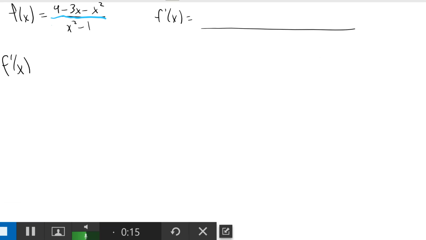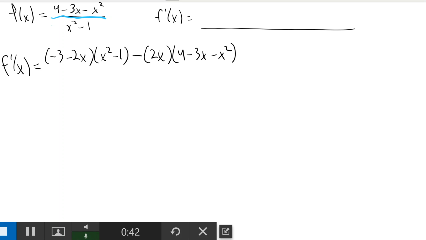And the difference quotient states to take the derivative of the numerator. So the derivative of this would just be 0, -3, and minus 2x. Multiply that by the denominator unchanged. Subtract that from the derivative of the denominator times the numerator unchanged. All of that should go over the denominator squared.